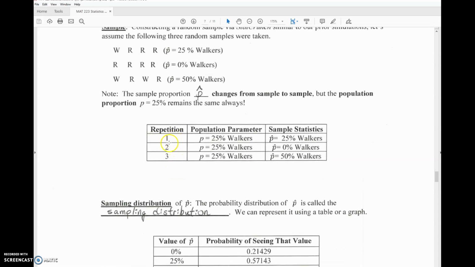So in the first sample I got 25% walkers, which was actually equal to my population proportion of 25% walkers. In the second sample, the population proportion doesn't change, but that time I got 0% walkers in my sample. And the third time I sampled, the population proportion stayed the same because that's the truth of the population, but in my sample I got 50% walkers.